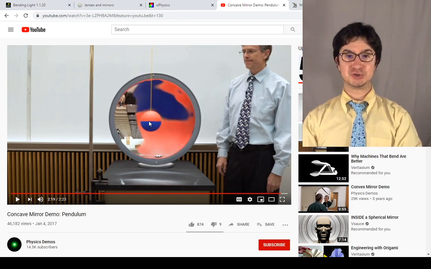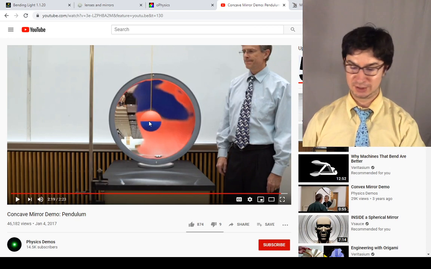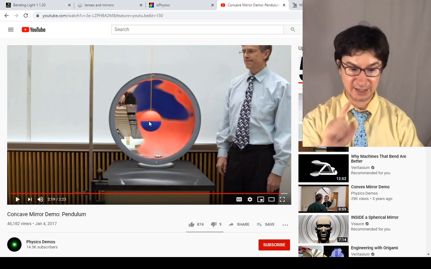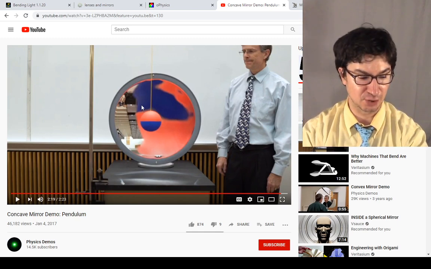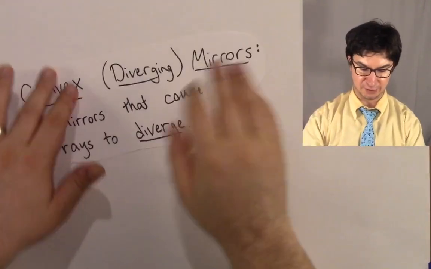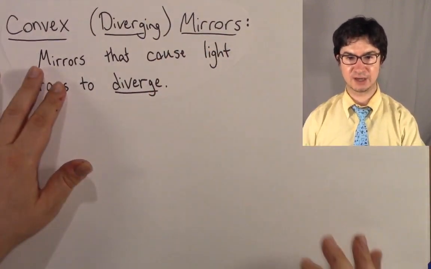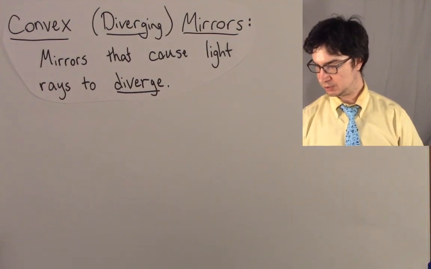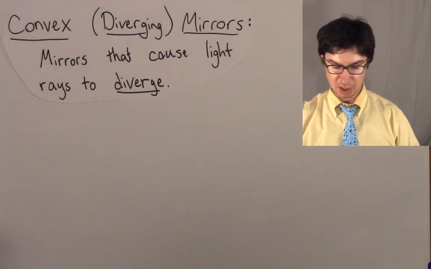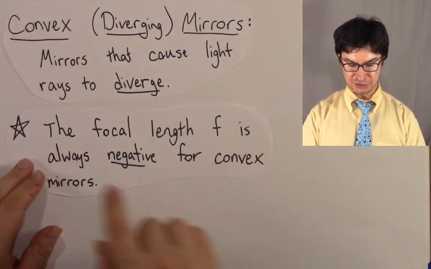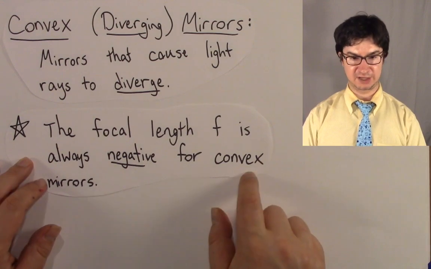Okay, good news is that the convex mirrors will take us just a few more minutes, because there aren't a bunch of cases for convex mirrors. There's only one case for convex mirrors. So let's jump back to our notes, and let's take a look at a convex or a diverging mirror. A convex or diverging mirror is a mirror that causes light rays to diverge. And one thing I want to share with you about convex mirrors right off the bat is that the focal length f is always negative for a convex mirror.